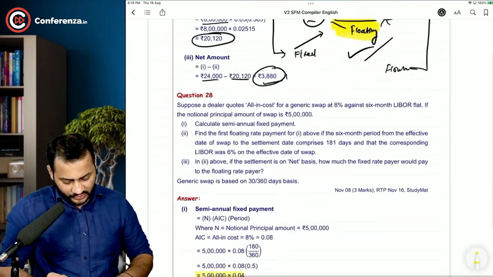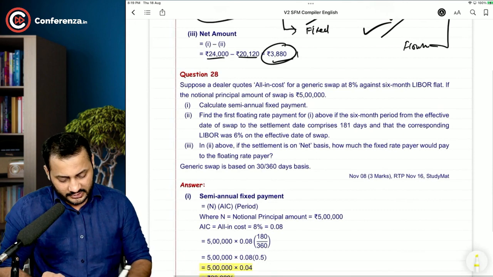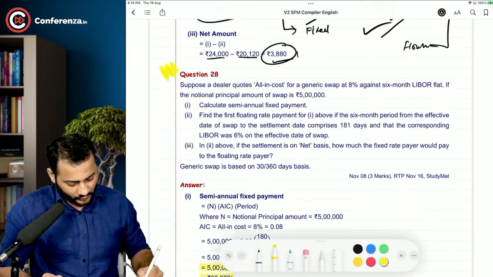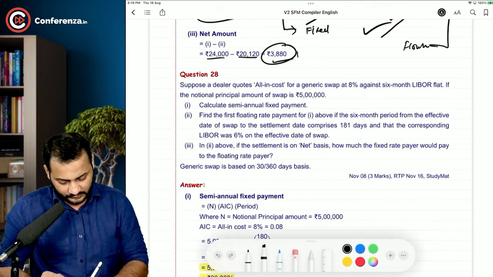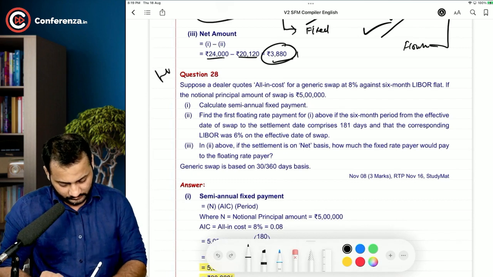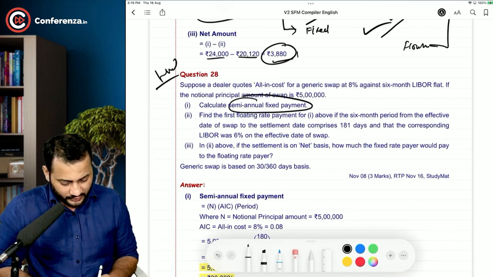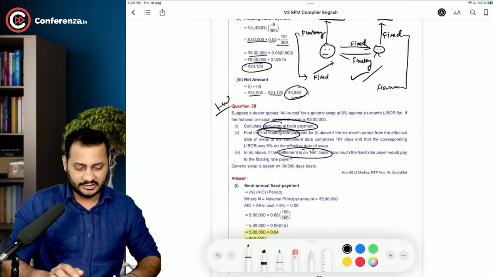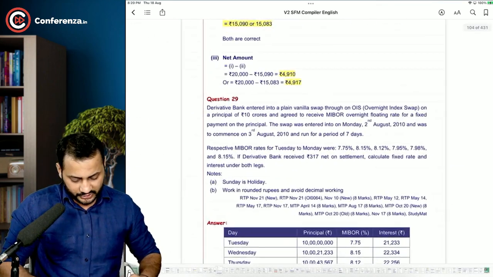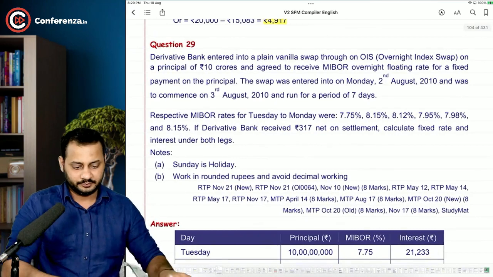Okay, let's focus on the next question. The next question is very much similar to the previous one, so you will take it as homework. Okay, semi-annual, first floating rate payment, and then settlement is on net basis. So everything is the same. Now let's shift to question number 29. This is an interesting question.